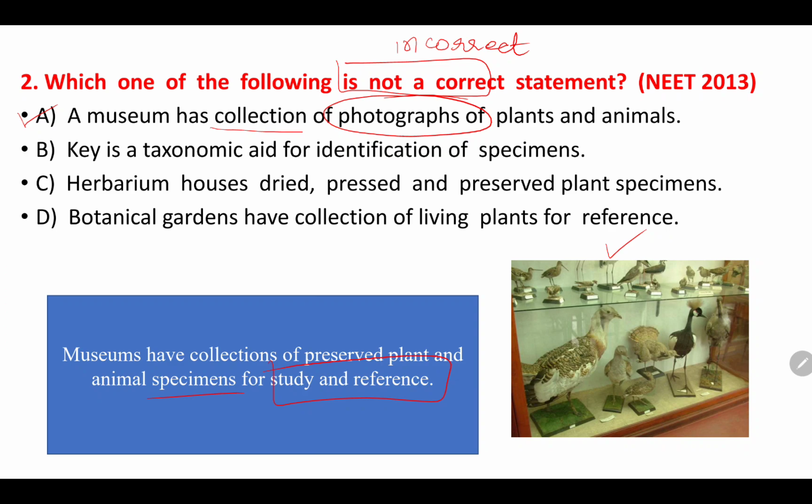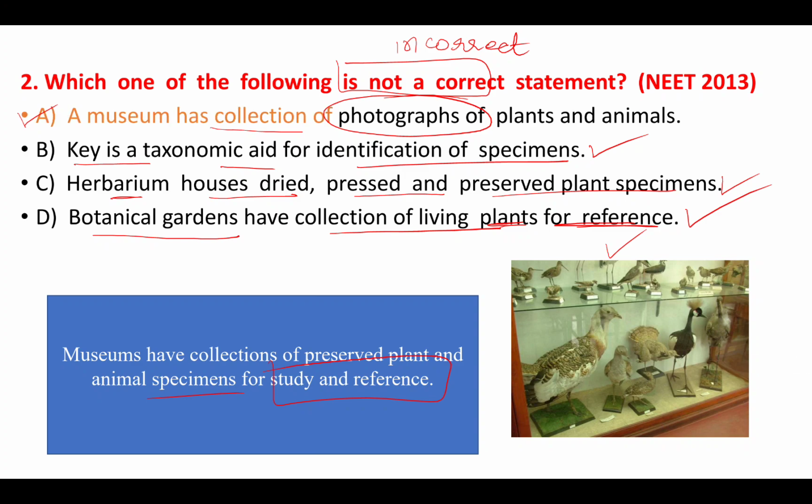Let us move to the option B also. Key is a taxonomic aid for the identification of specimen and it is true. Next, herbarium houses dried, pressed, preserved plant specimens. So, this is the definition of herbarium. Botanical gardens have collection of living plants for reference. Yes, this is also true. The only incorrect statement in this question is option A.